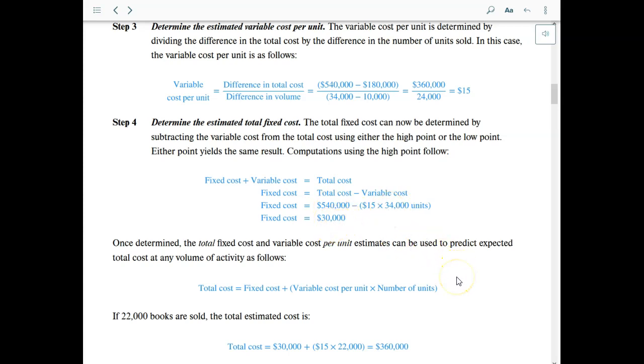Now what is this used for? It's used to estimate cost. So now if you think you're going to sell 22,000 units, books in this case, what's going to be your total cost if you sell 22,000 books? Well, it is your fixed cost you identified plus $15 per unit, 22,000. Multiply this, add, so $360,000 will be your total cost estimated for that level of activity.